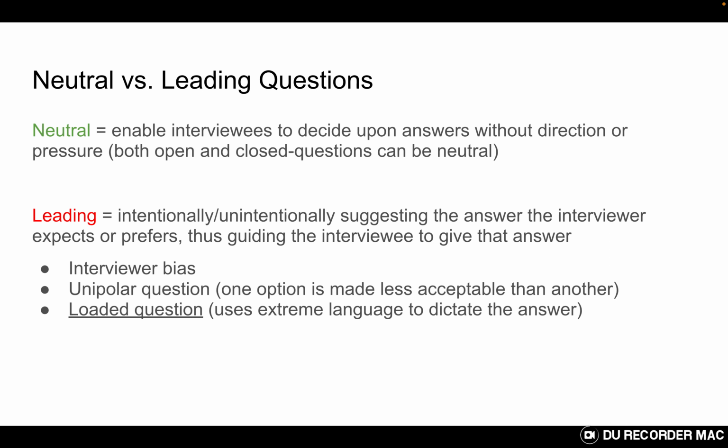And then we also have a loaded question. This uses extreme language to dictate the answer. This can include emotionally charged language, name-calling, unequal answer options, or entrapment. And we're going to talk about each of these in the examples that I have on the next slide.